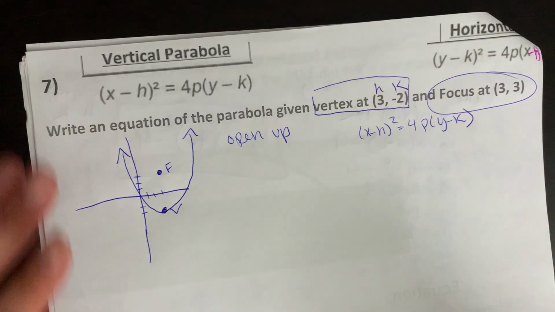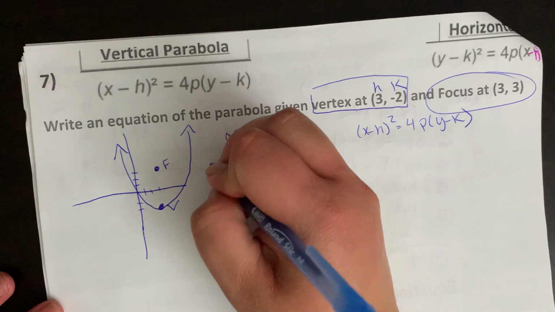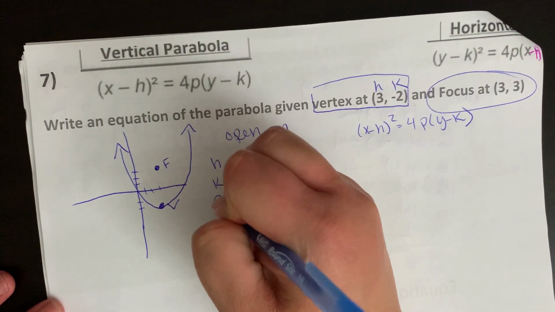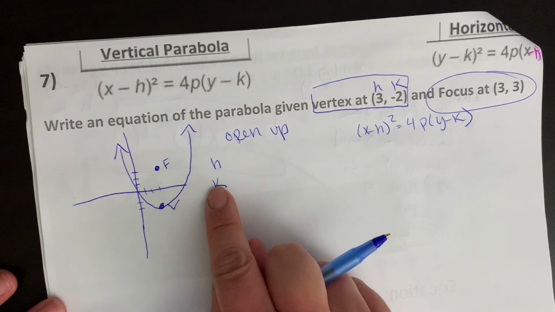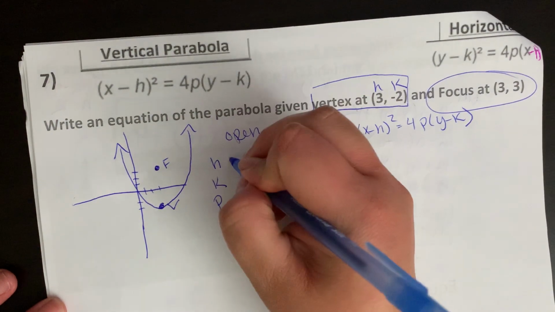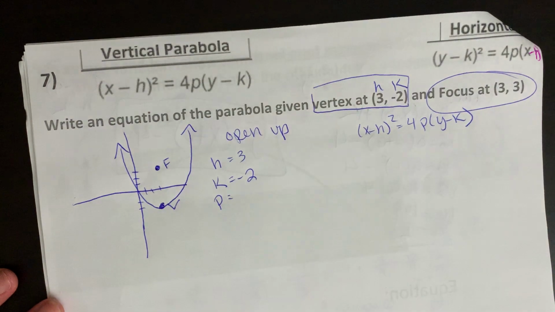Now, let's not forget what it is that we want. In order to use this equation, you want h, k, p, and we already know it opens up. So we have our h and our k. My vertex is right here, so my h is 3 and my k is -2. The only thing I'm missing is my p.